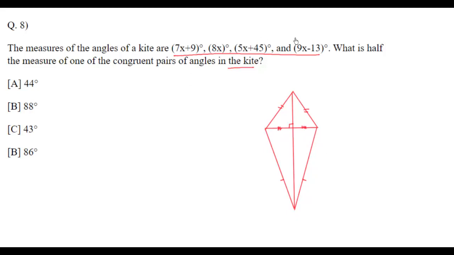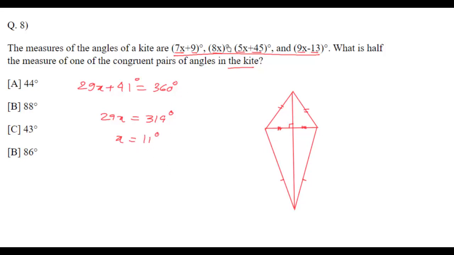Further, the angles are given, so adding all of them, what do I get? 7 plus 8 is 15 plus 5 is 20 plus 9 is 29, so 29x, right? Here it is 9 plus 45 is 54 minus 13, so effectively it is 41. This would be equal to 360 degrees, correct? So we have 360 minus 41, which comes out to be 319 degrees for 29x. So the value of x would be 319 divided by 29, which is 11 degrees.